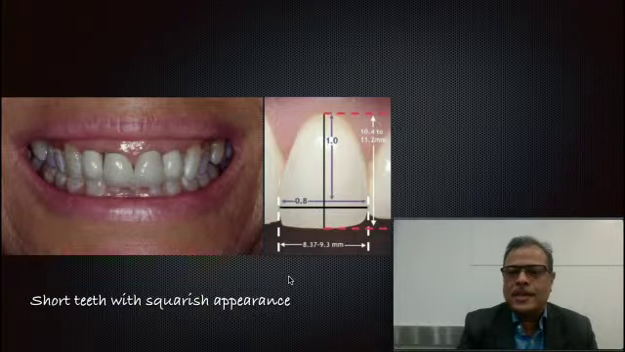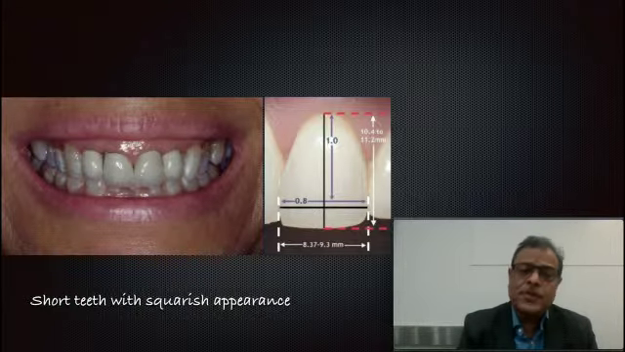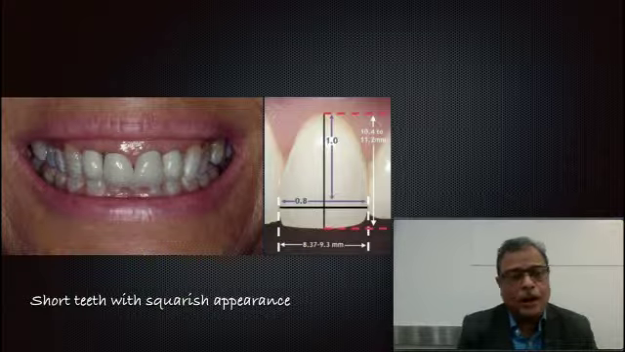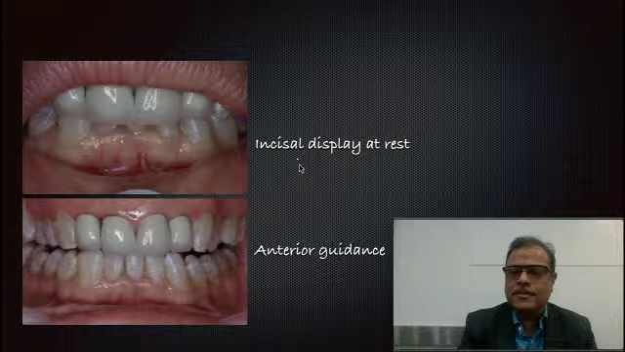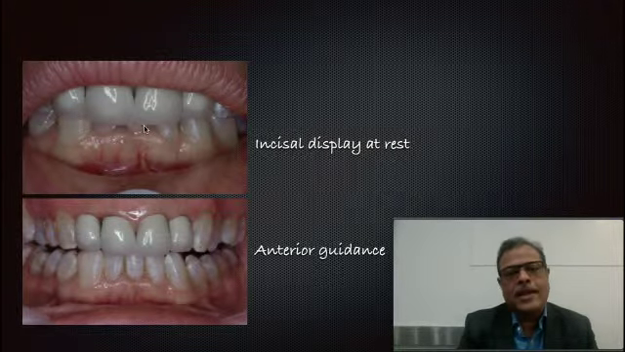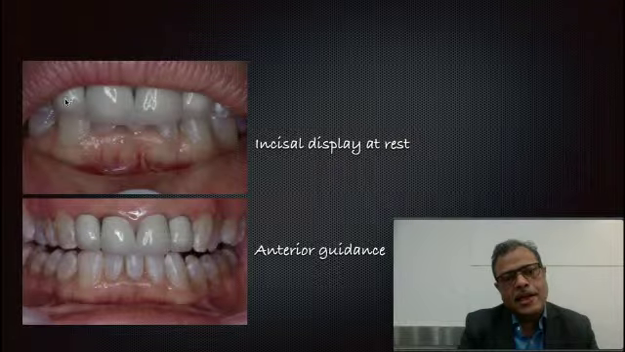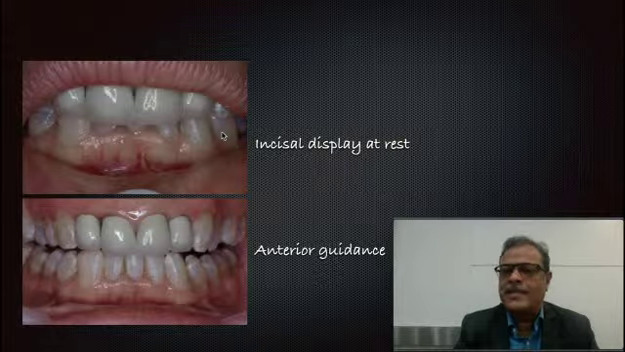So this is the case, and we have a challenge of how to plan the case. However, because we are going to redo those crowns, it's very, very important that we check two things. The incisal display at rest. So when you check the incisal display at rest, what are you seeing? You are seeing about 6 millimeters of display at rest.